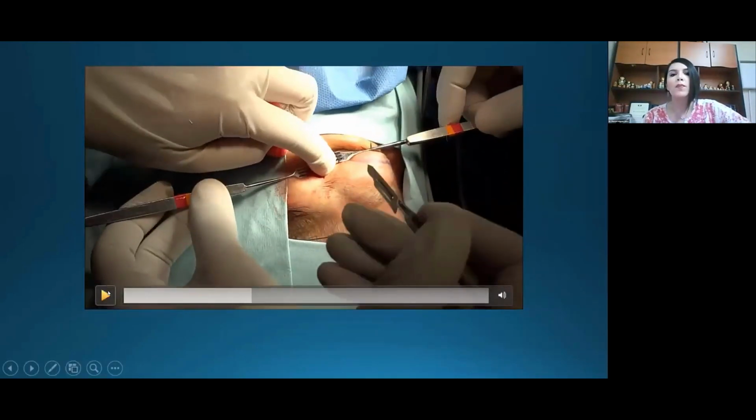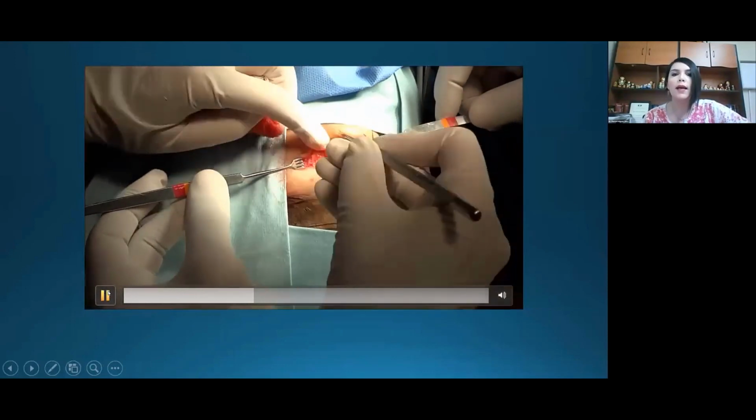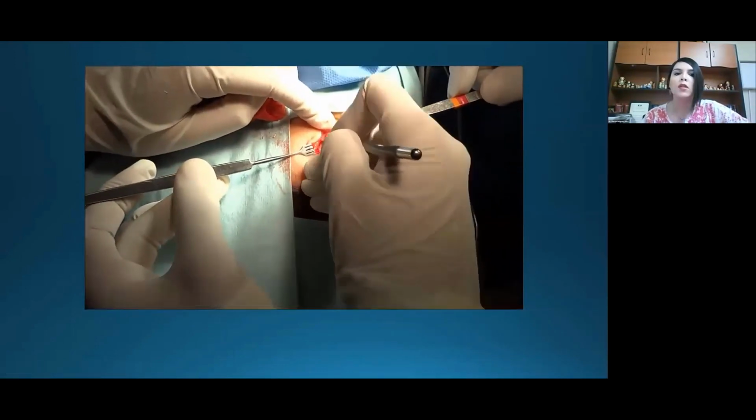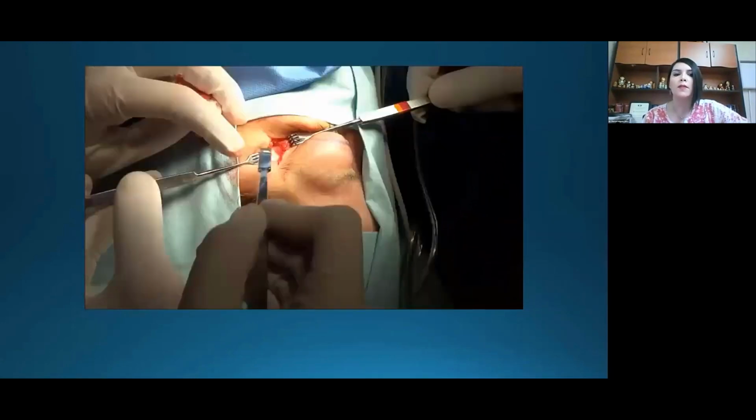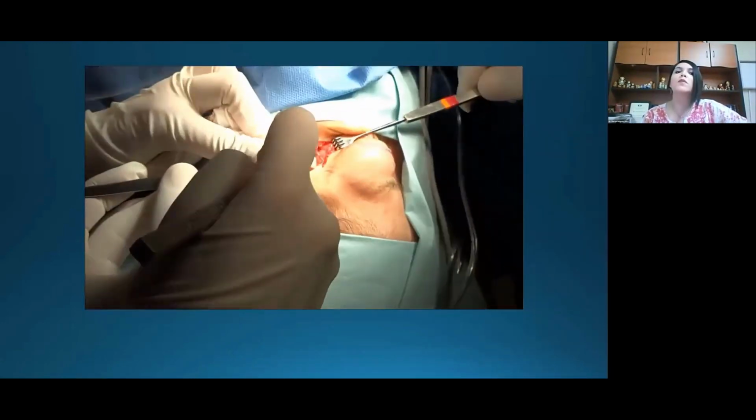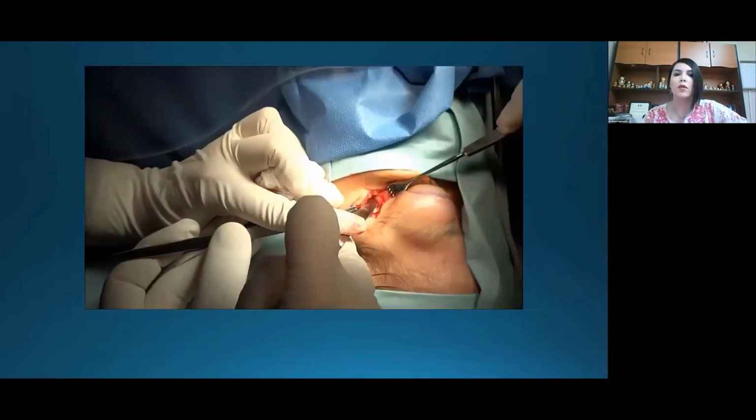down the eyebrow. And here again, we have separated the tissue until we arrive to the periosteum that we open with the scalpel. After that, we remove the periosteum to arrive to the bone.